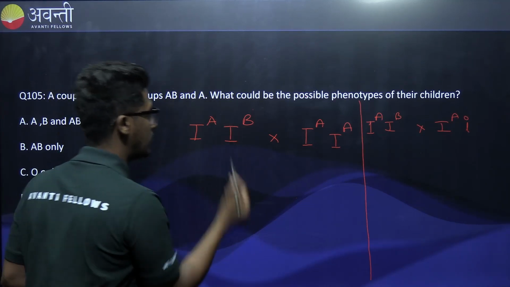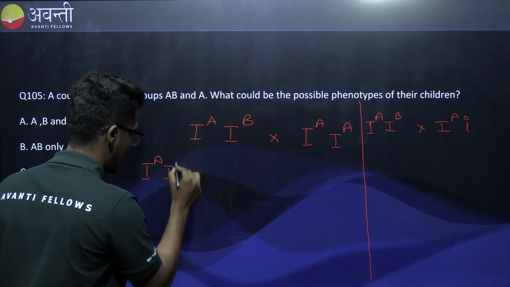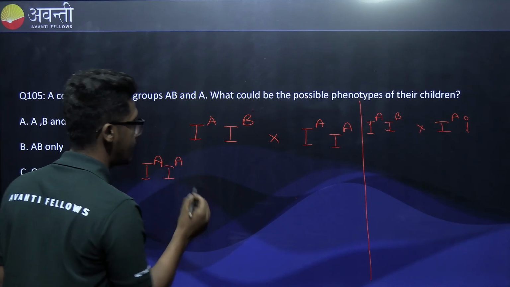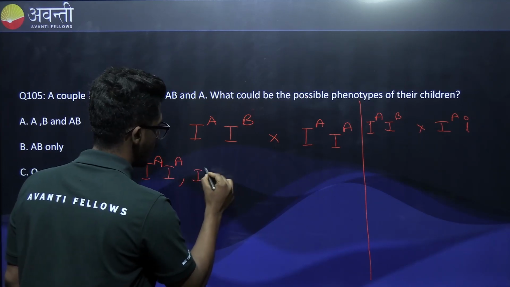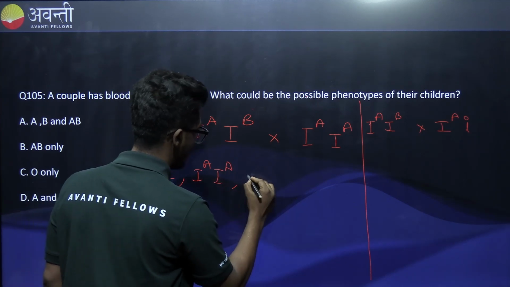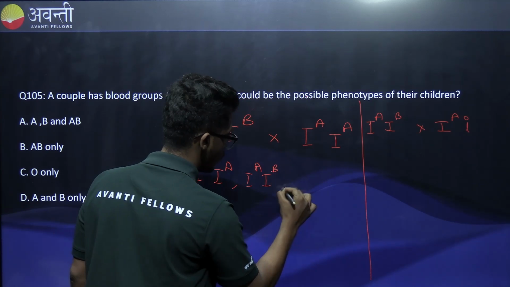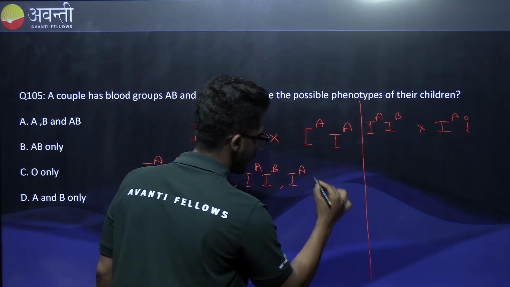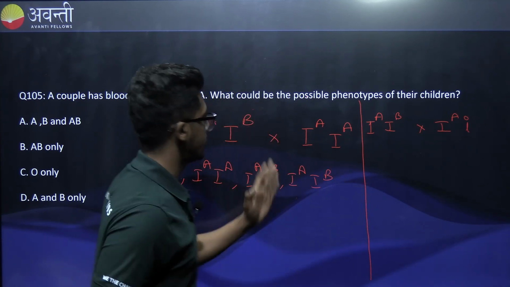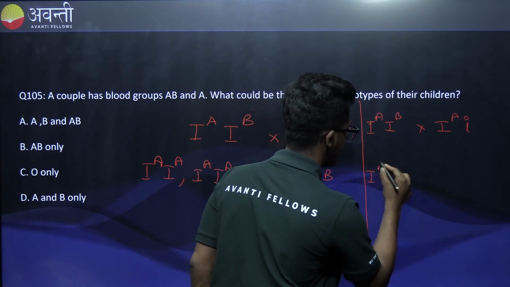So what would be the possible babies here? IA IA, then you have IA IB, and then you have IA IB. So from here it's done. Let's go for the next one. So here the possibilities are IA.